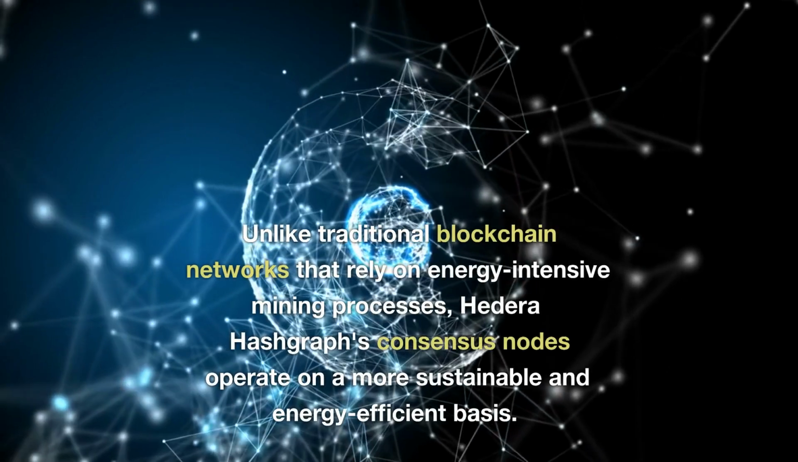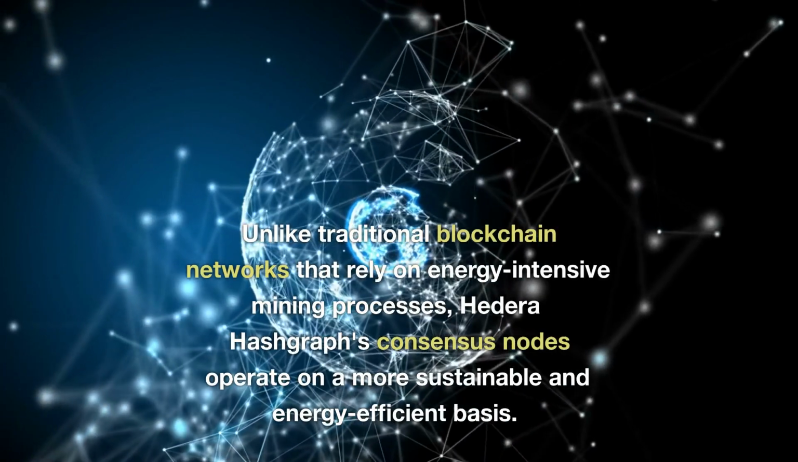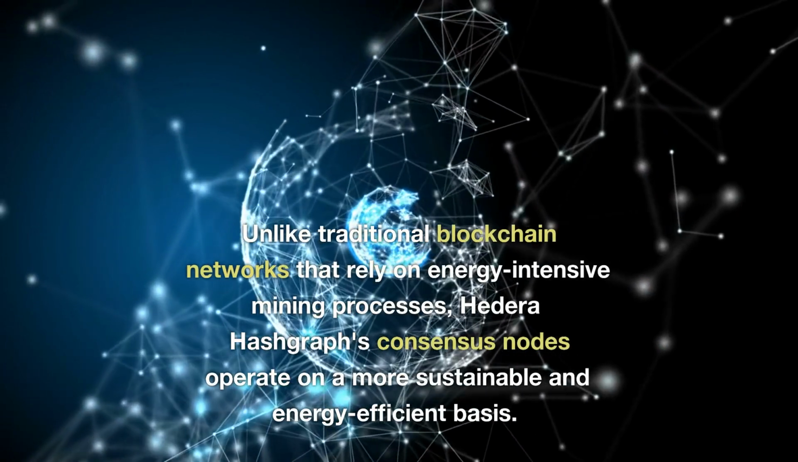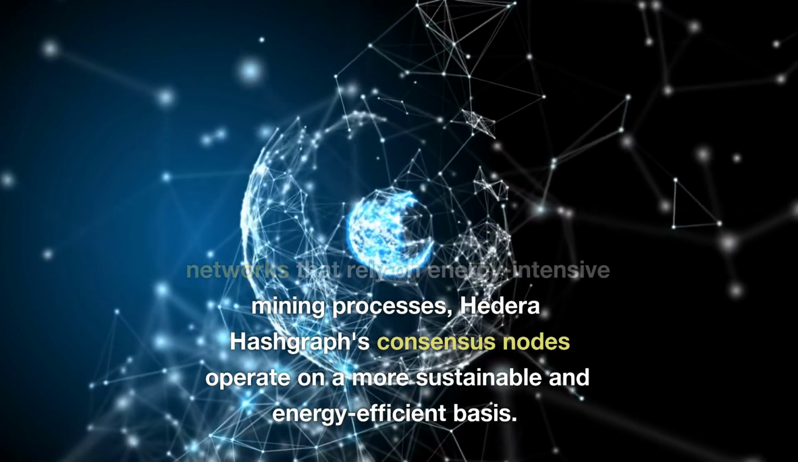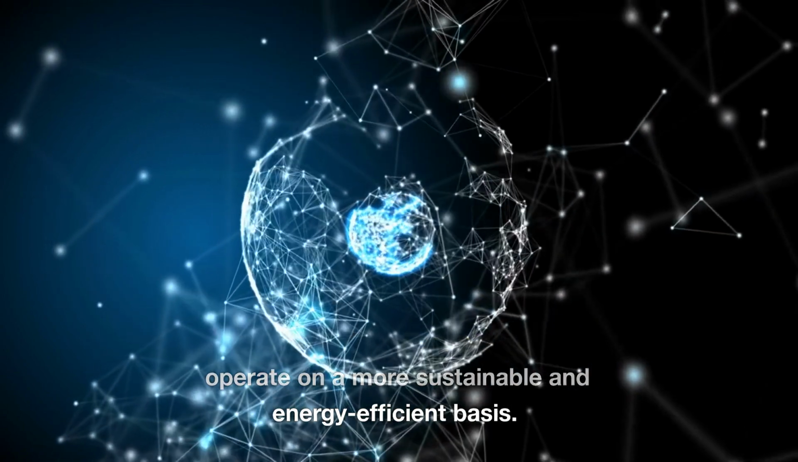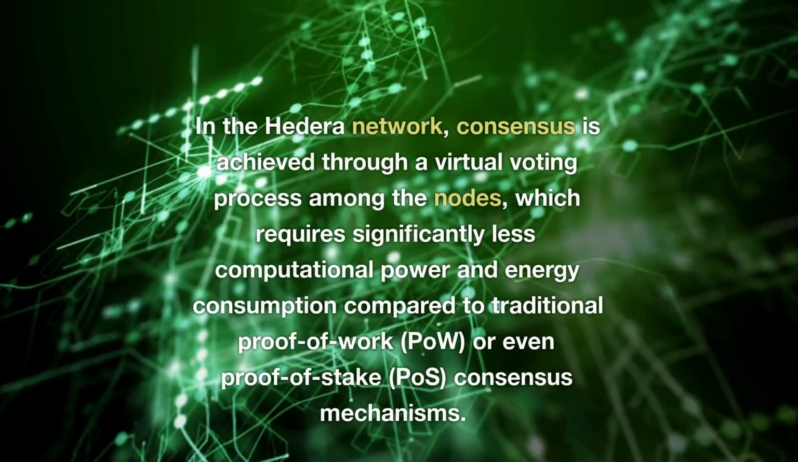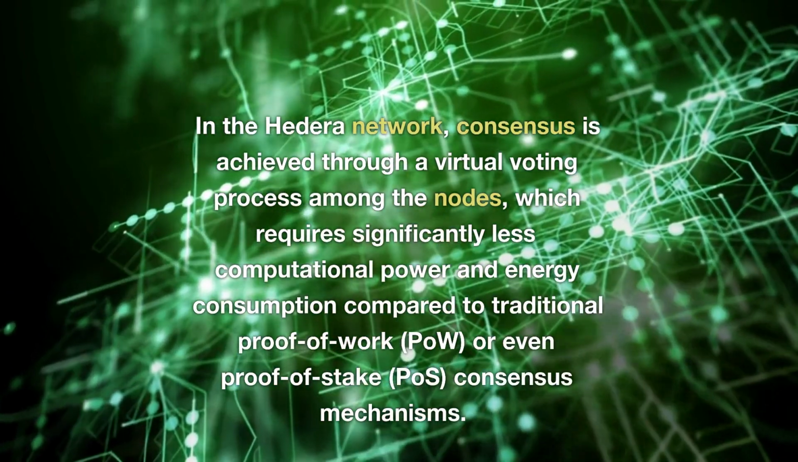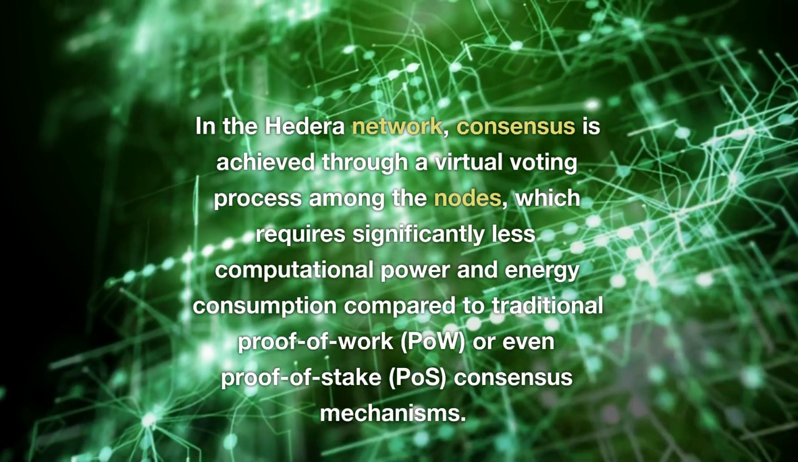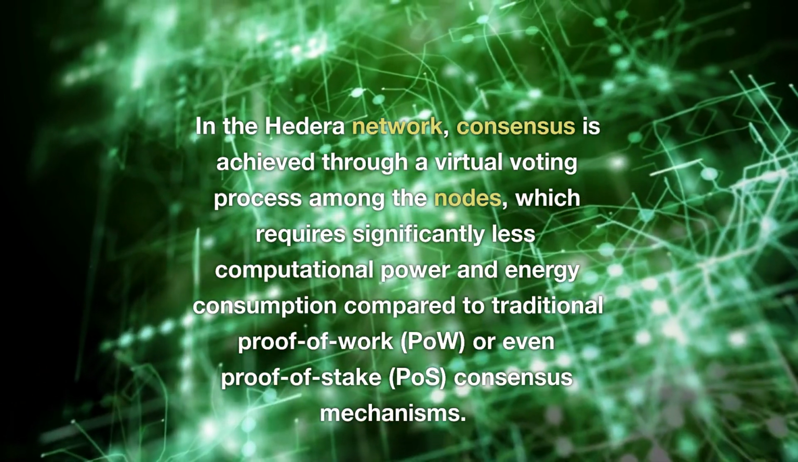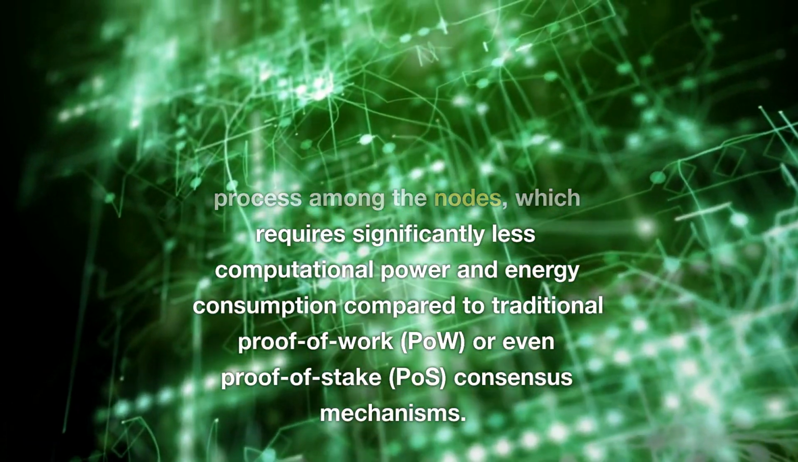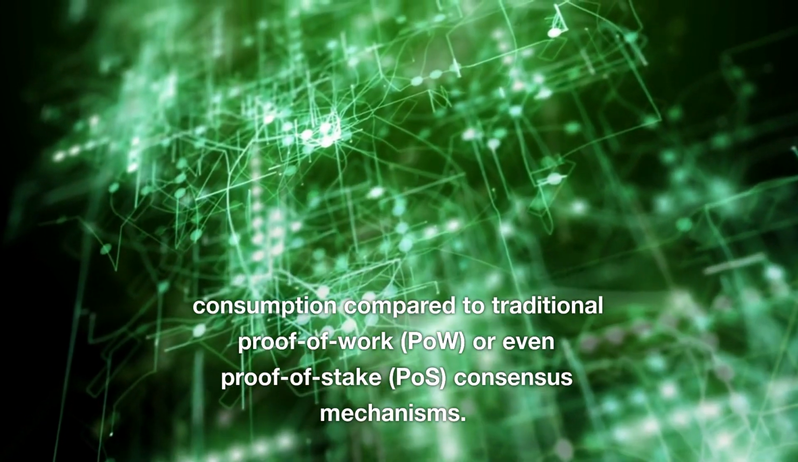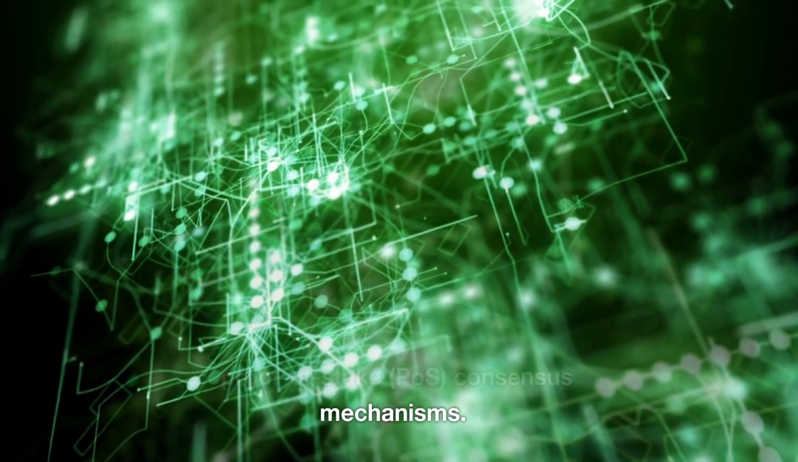Unlike traditional blockchain networks that rely on energy-intensive mining processes, HBAR Hashgraph's consensus nodes operate on a more sustainable and energy-efficient basis. In the HBAR network, consensus is achieved through a virtual voting process among the nodes, which requires significantly less computational power and energy consumption compared to traditional proof-of-work (POW), or even proof-of-stake (POS) consensus mechanisms.